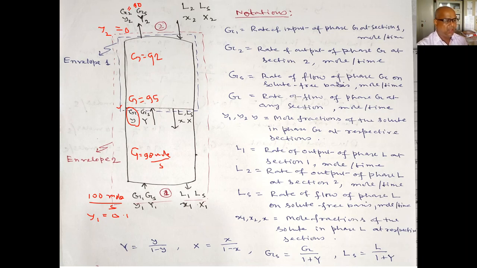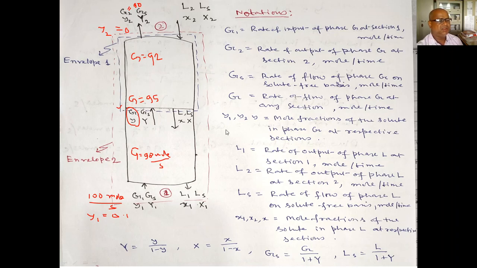Okay, so whatever number of moles will transfer from G phase, that will keep adding, and here all 10 mole transfer from G phase to L phase, so L1 will be 100 plus 10, 110 moles. So L1 is rate of output of L at section 1. The nomenclature is based on section and corresponding mole fraction.